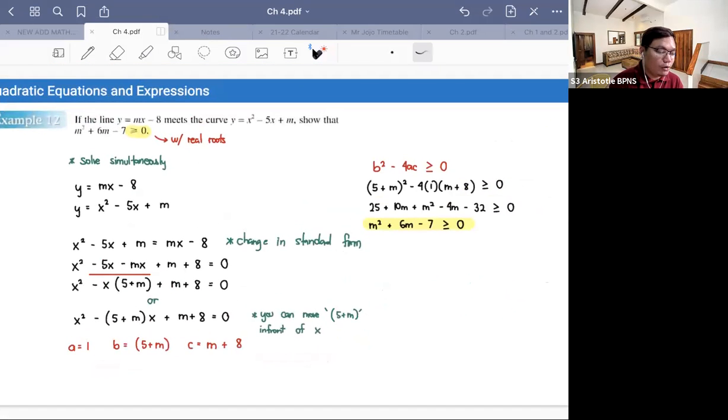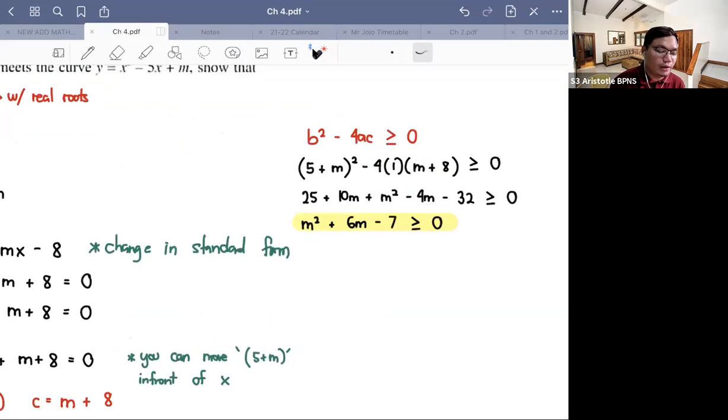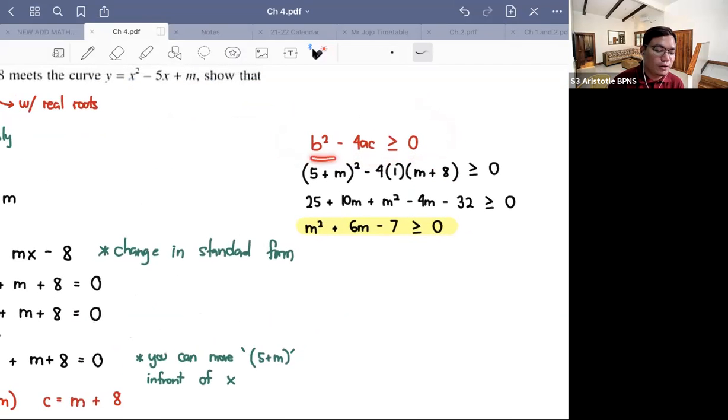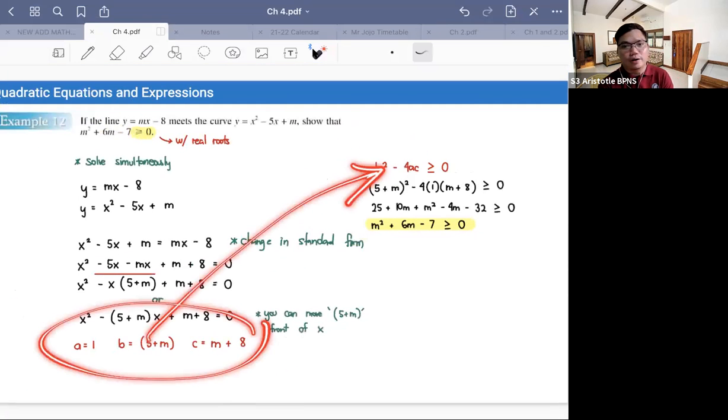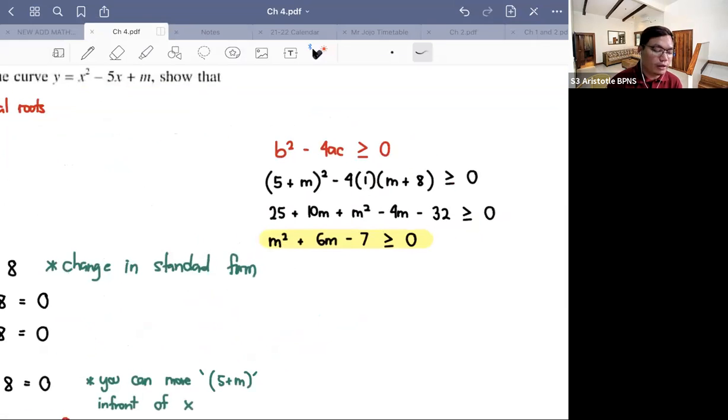All right. Okay, so after that, we are going to use our discriminant, right? It says here that we need to show that m squared plus 6m minus 7 is greater than or equal to 0. So that's what we did. In order for you to solve this, obviously you need the a, b, and c from here, and then put them all here. So we got 5 plus m squared minus 4 times 1 times m plus 8 is greater than or equal to 0.